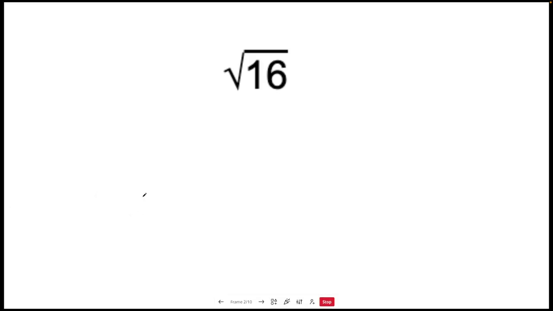Okay, so this is a radical, this sort of weird looking check mark symbol. We call that a radical, and the way you read this problem, this says the square root of 16. And the reason we read it as the square root of 16 is because there is an invisible 2 in this part here. So if you're familiar with exponents, that's squared. So this is the square root of 16.